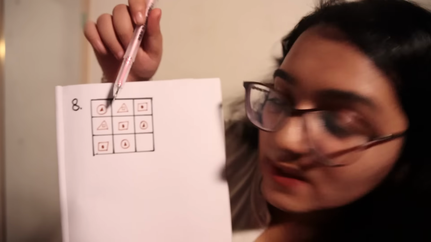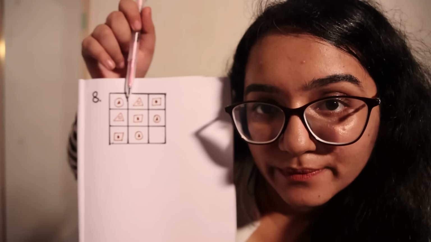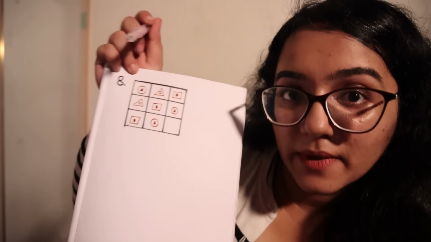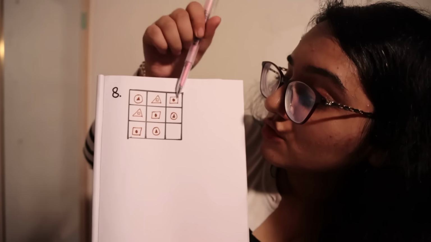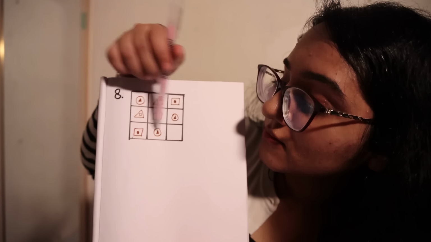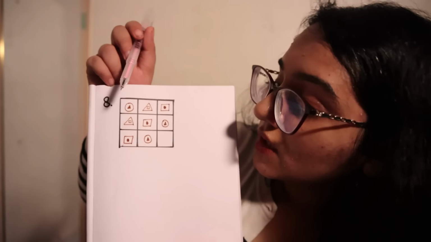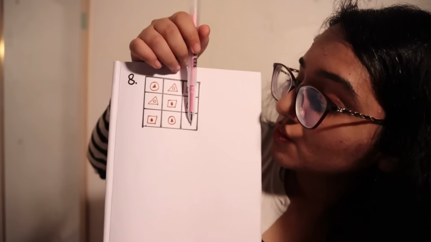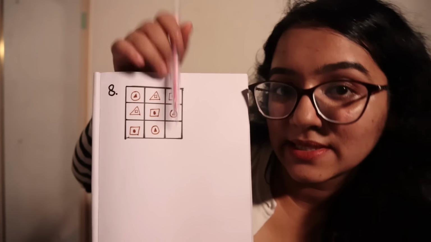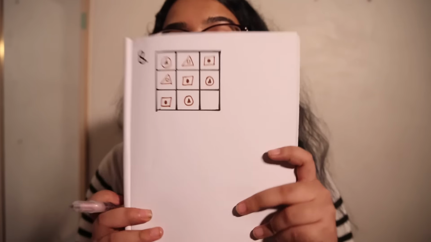So again, there are 9 boxes. 1, 2, 3, 4, 5, 6, 7, 8, 9. And there's a pattern, right? If you see, there's a pattern in each column. So I want you to tell me what goes inside this box, the empty one. What's missing?